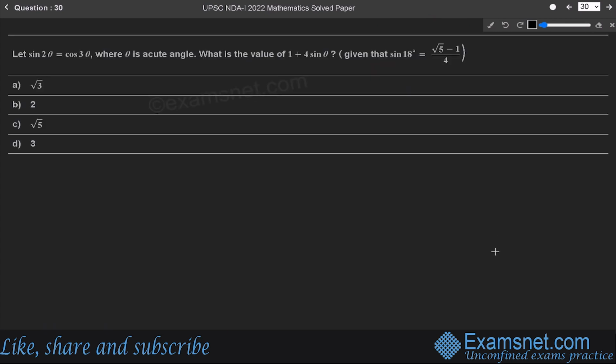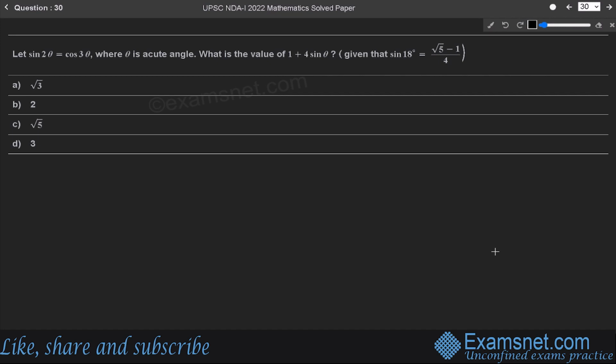Next question is, let sin 2θ equal cos 3θ, where θ is an acute angle. What is the value of 1 plus 4 sin θ? And also given that sin 18° is equal to (√5 minus 1) upon 4. So now let us solve this question.